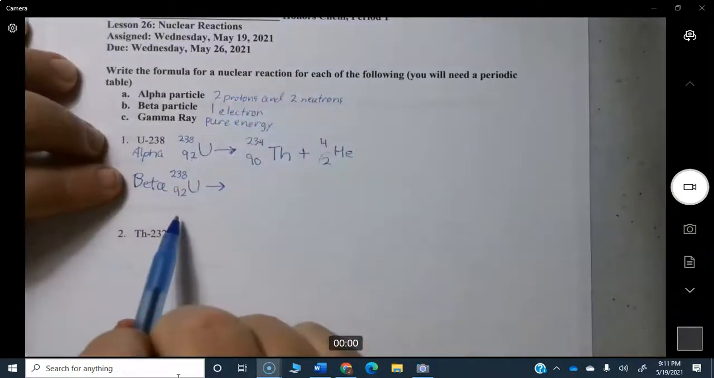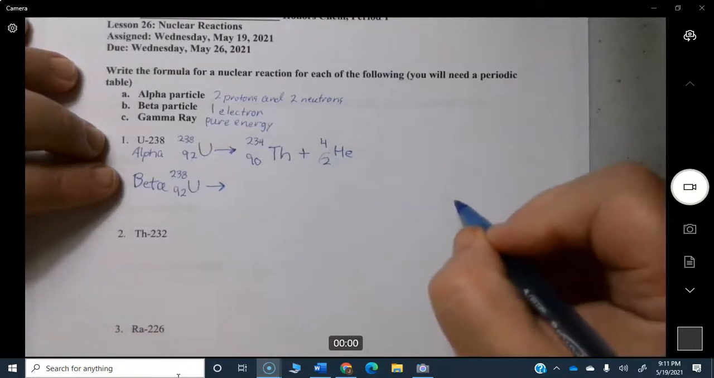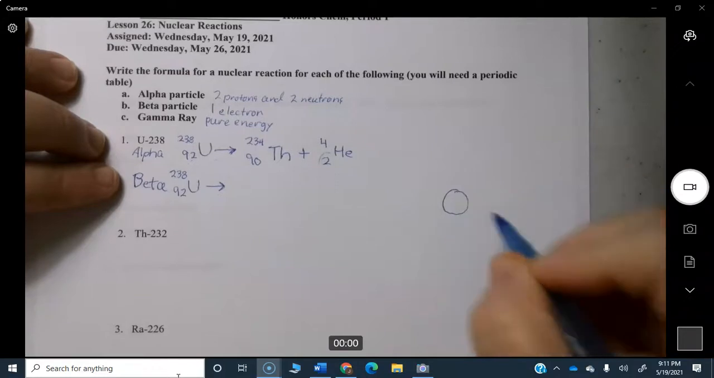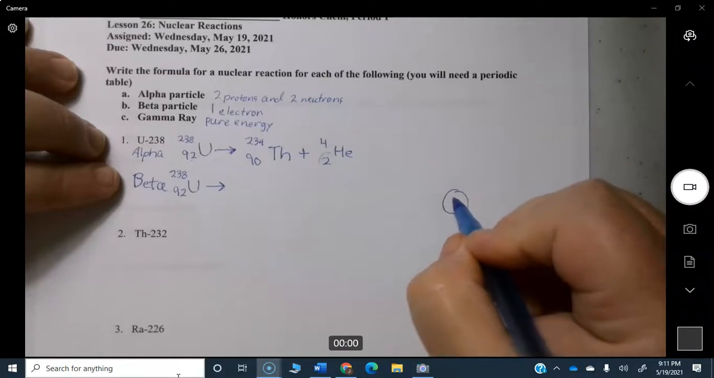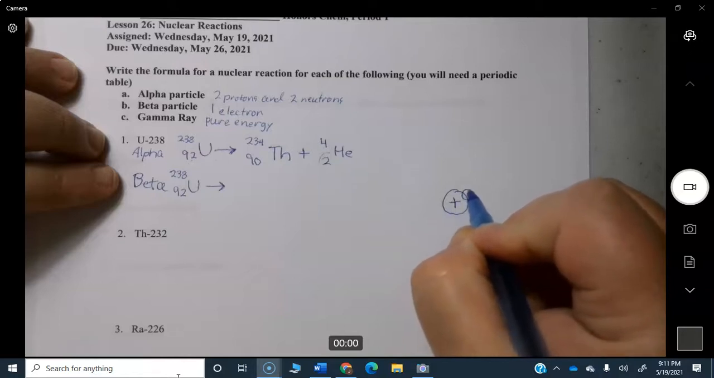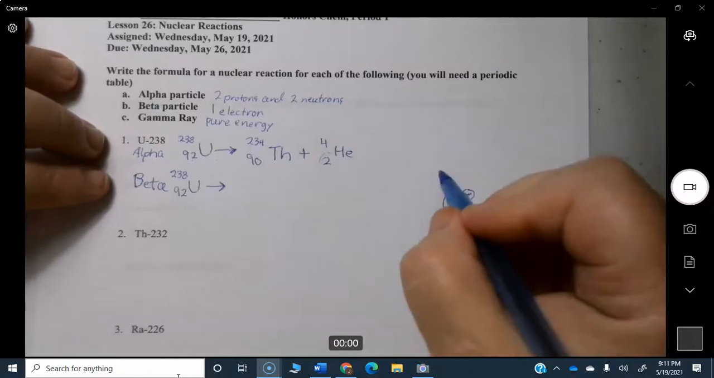So beta is basically losing an electron. What does that mean? Let's come over here and draw what is in the instructional video again. A neutron, which is neutral as you know, can be thought of as a proton, a positive charge, attached to an electron, a negative charge. Very loosely, that's what a neutron is. This is a neutron.